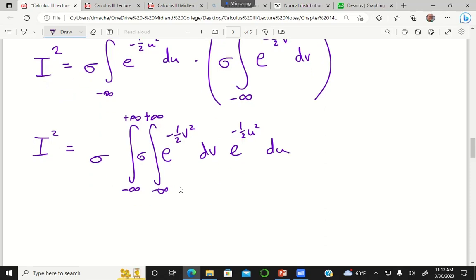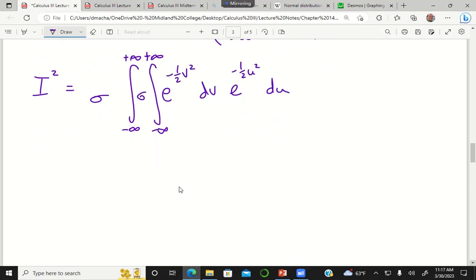Okay. Does everybody see how the second integral got pushed inside the integrand? Okay. So now, again, I'm going to rewrite what I just wrote, but this time without skipping that step. I'm going to take the sigma out because that's a constant. And then I've got e to the negative 1/2 v squared. But again, since this integral in the middle is integrating with respect to v, then u would be constant. And if u is constant, then this whole exponential function is also a constant.